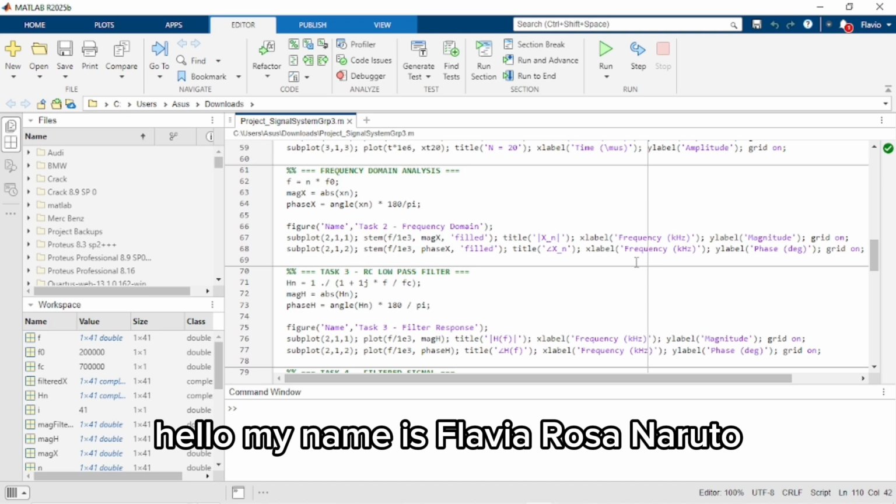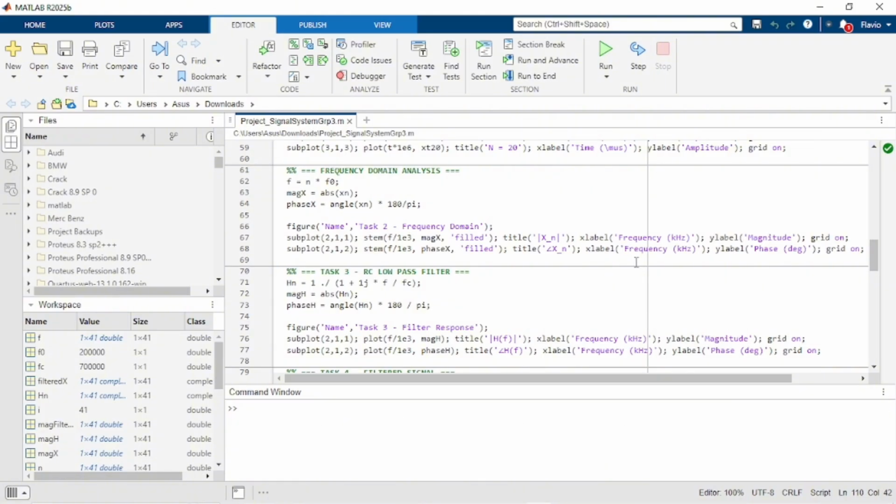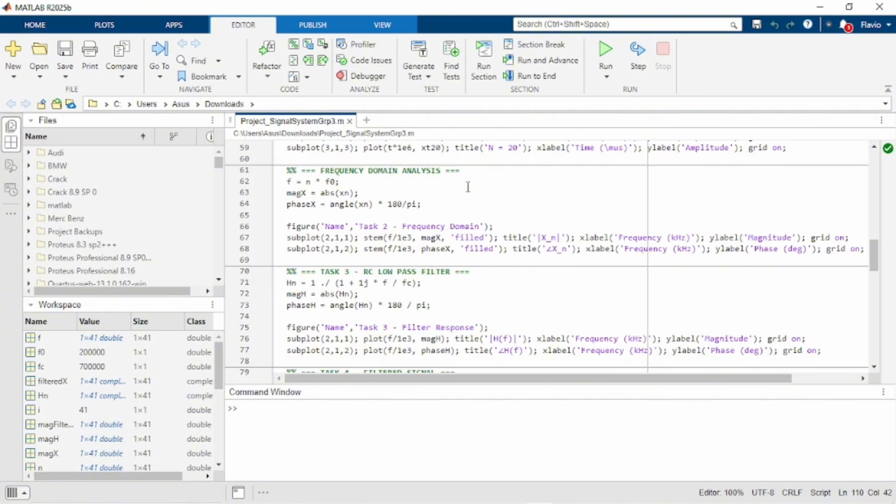Hello, my name is Flavio Rutut. My matric number is CE230010. I will demo the frequency domain analysis and task 3, the RC low pass filter.